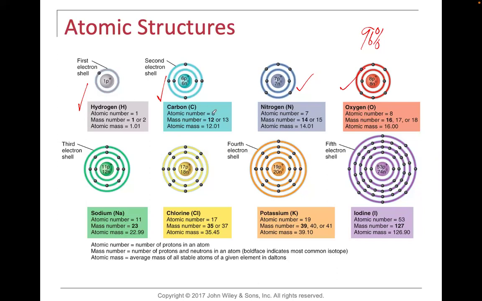Carbon has an atomic number of 6. So we have 6 protons. How many electrons? The same amount. 1, 2, 3, 4, 5, 6.